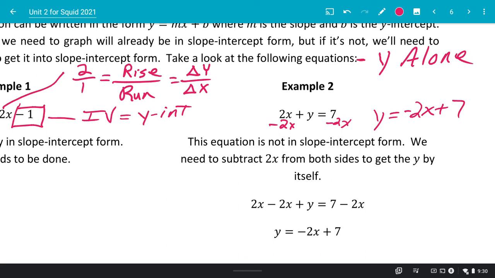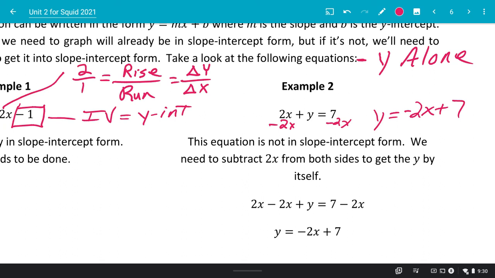So the very first thing we're going to want to do is get that y alone. Once we have the y alone, where do we start to graph this? Did you hear what I said? Where do we start? Say it a little louder. Where do we start? The initial value.